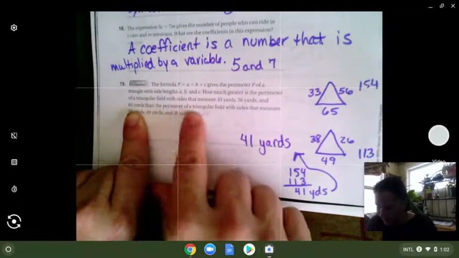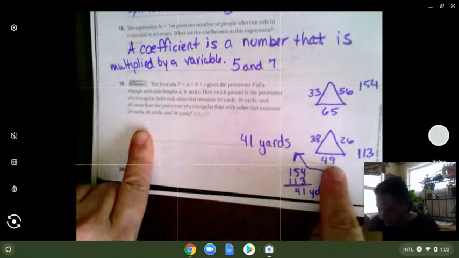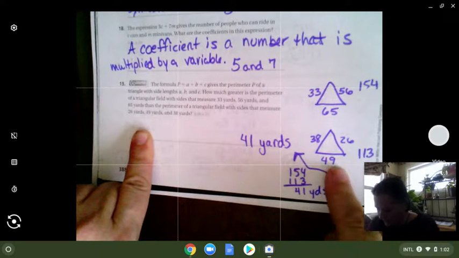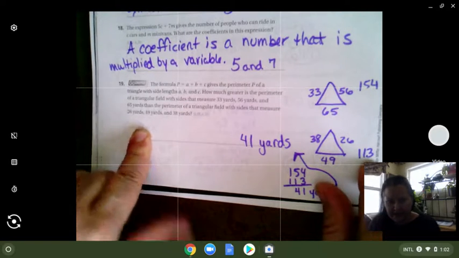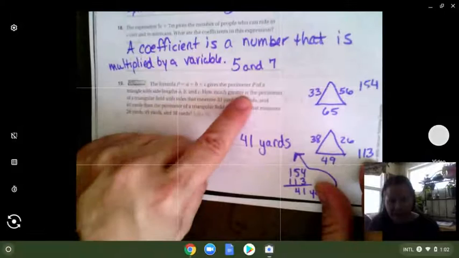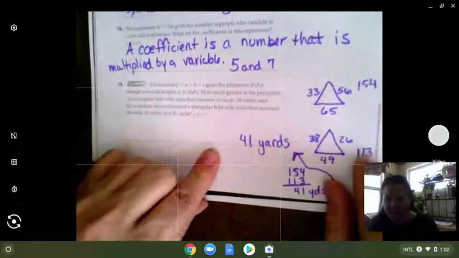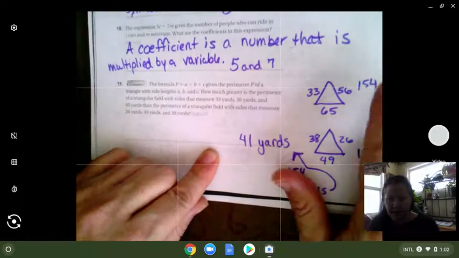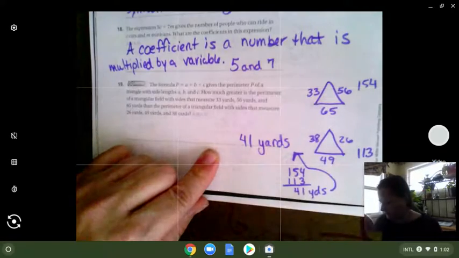Then the perimeter of a triangular field with sides that measure 26, 49, and 38, when I added all these together, gave me 113. And it's asking us, if we look back, how much greater is the perimeter. So we want to know how much greater this one is, so that's going to make us subtract these two numbers, and we get 41 yards is how much larger this one with the larger perimeter is.